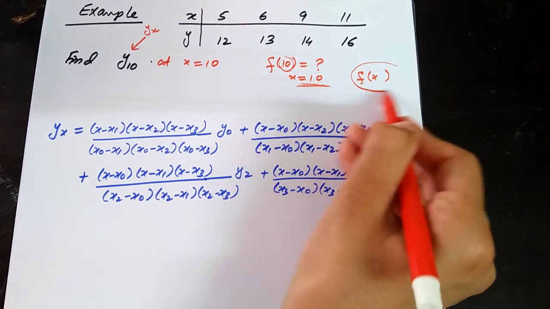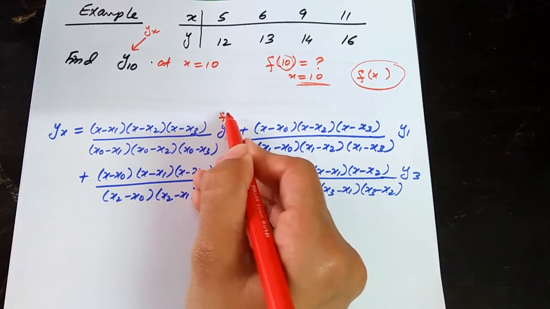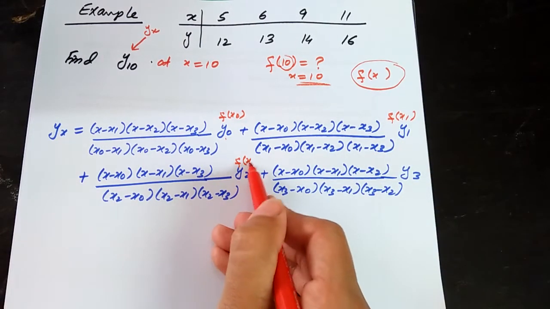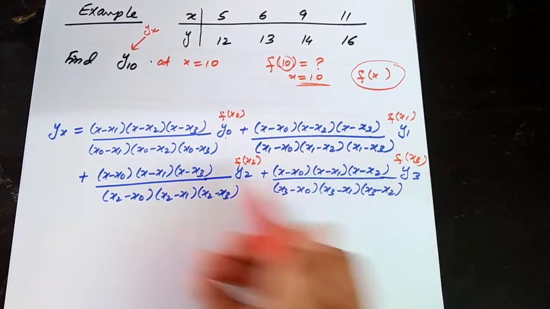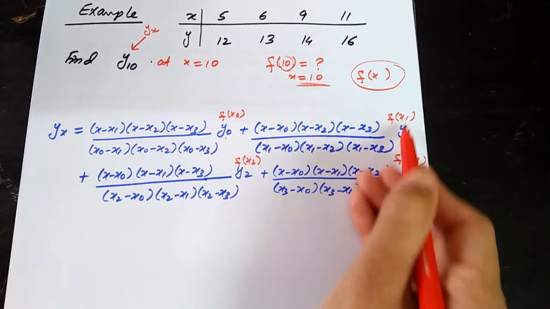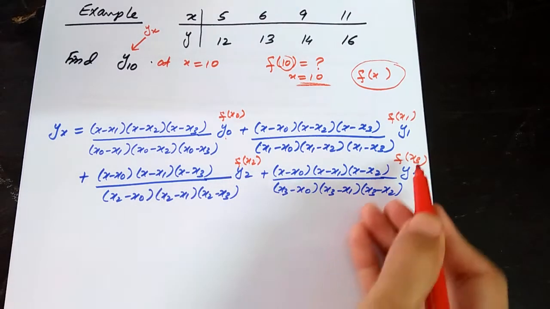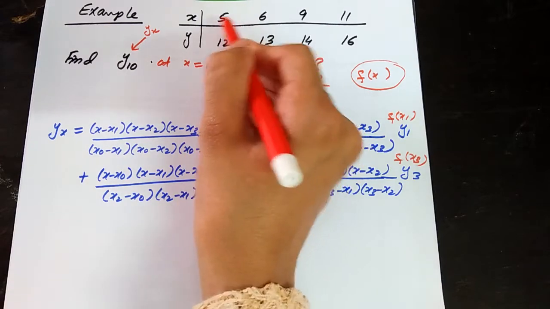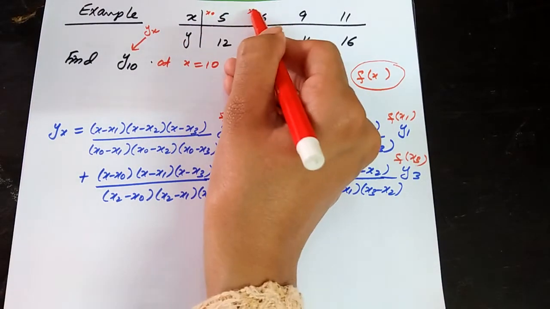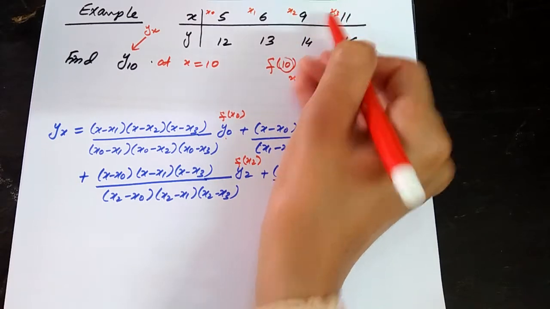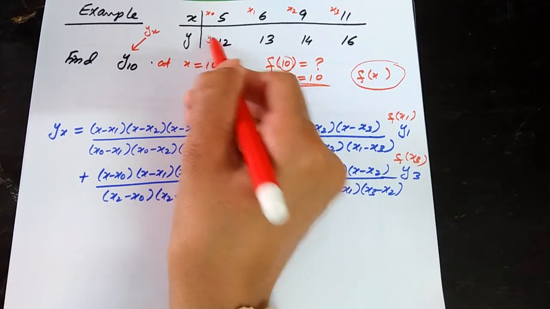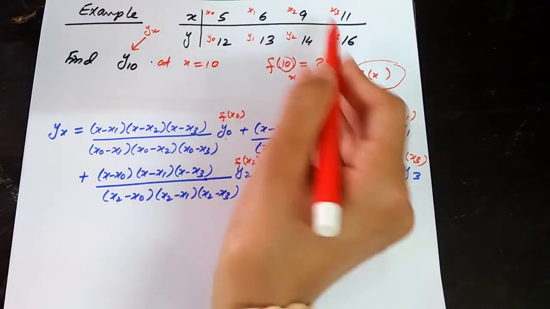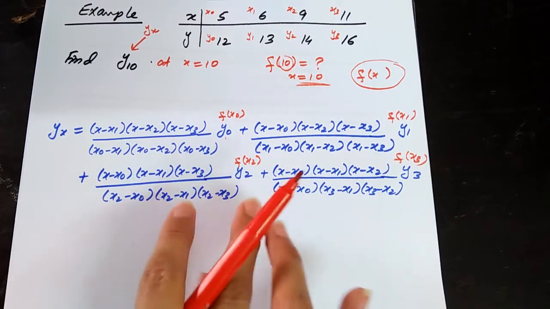So when you are given f of x, you will write here f of x0, here f of x1, here f of x2 and f of x3. And what are these? f of x0 is y0, f of x1 is y1, f of x2 is y2 and f of x3 is y3. Now from the table, this value of 5 is your x0, this is x1, x2 and x3, and these values are y0, y1, y2 and y3. Using this data in the Lagrange interpolation formula.